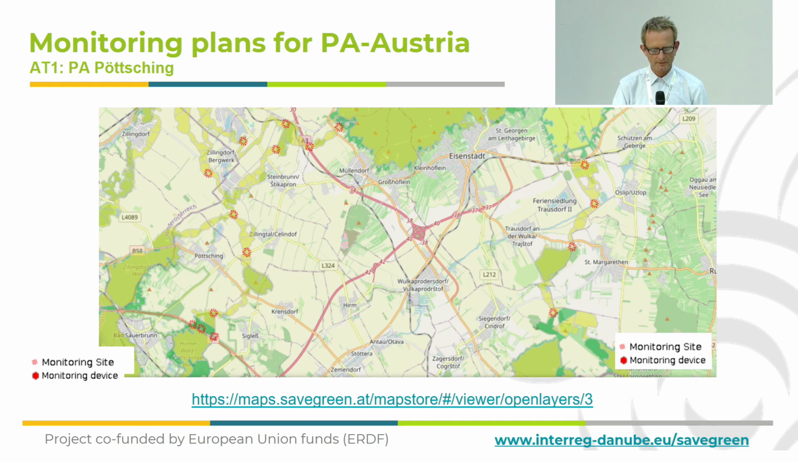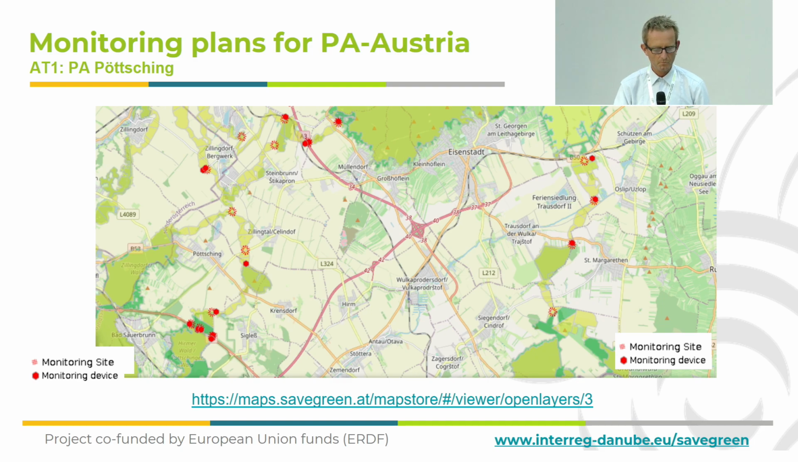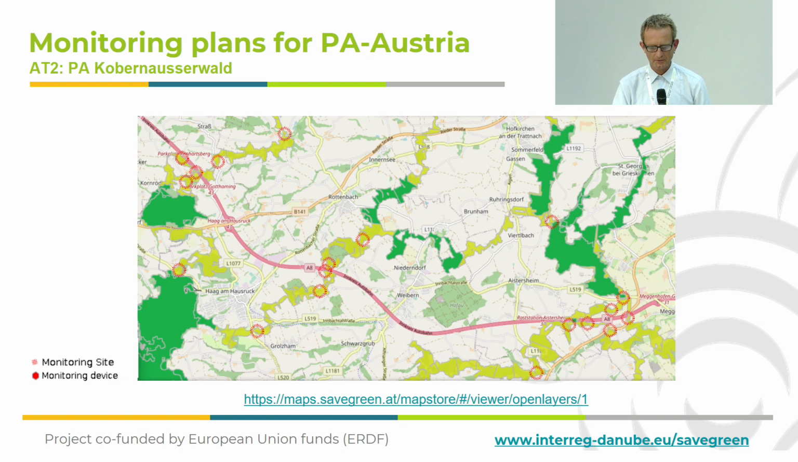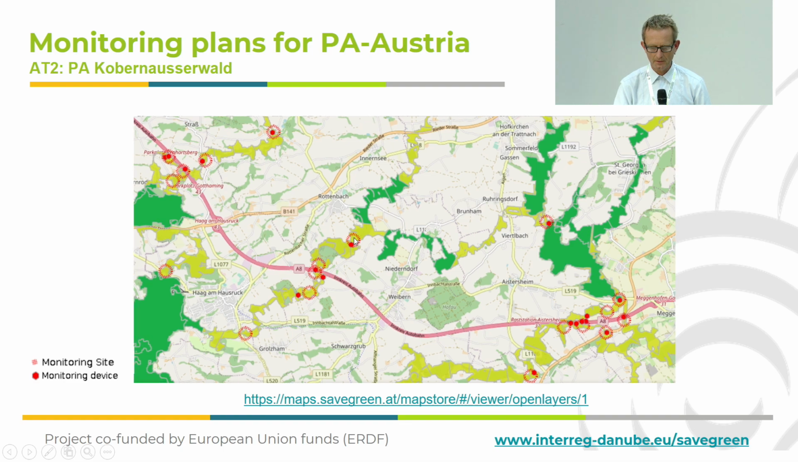Some results from the monitoring. So we have these monitoring sites. In the monitoring site, we have some monitoring devices. From Austria, we have 2 interactive maps available from both monitoring sites. So this is the overview. This was the selection of the monitoring sites, and inside these monitoring sites, we placed our devices, the monitoring devices, which are the red dots.